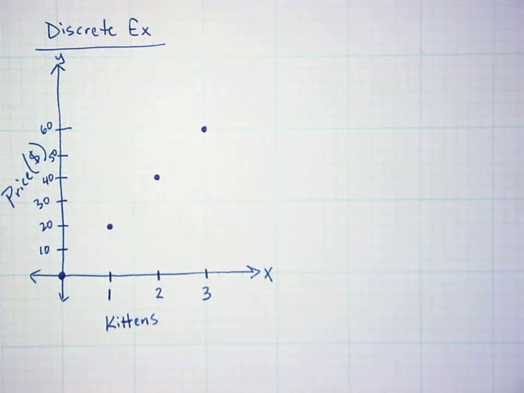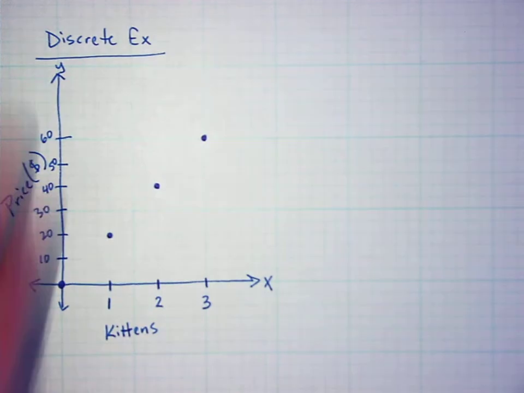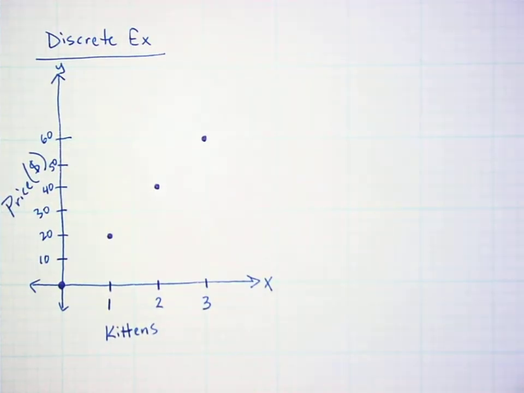So, does everybody understand, indeed, Grace, you're right, why this is discrete, why there's just dots, why we can't do anything else? All right, so that's an example of discrete.